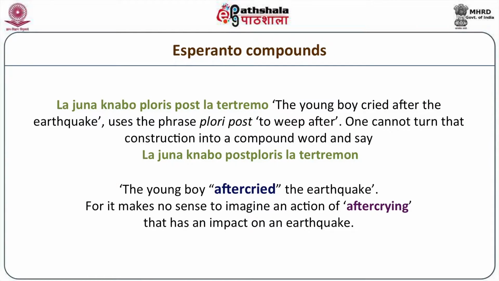Now, what is there to look at? In La iuna knabo ploris post la tertremo, the young boy cried after the earthquake, which is a possible sentence, and the impossible sentence where you try to turn cry after into a compound word, and you try to say La iuna knabo, the young boy, post ploris, after cried, la tertremon, the earthquake. Why is it impossible? What is going on here?